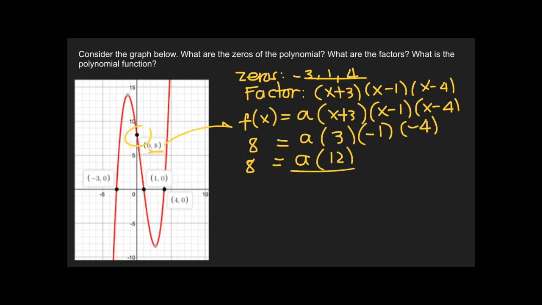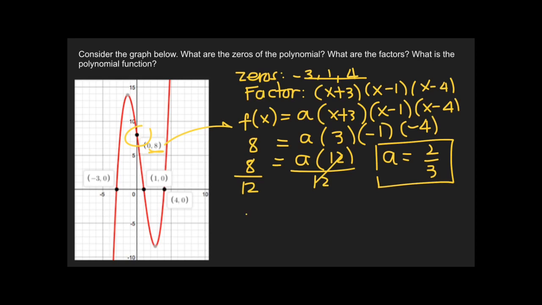Okay, so divide both sides by 12. This gives you a equals, we reduce 8 over 12 by 4, 2 over 3. So the value of a is 2/3, and we're correct with our prediction that the value of a is positive as the graph goes up from left to right.